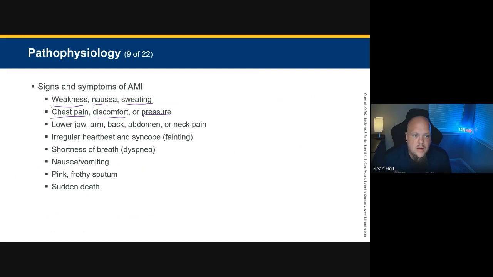Okay. Other signs would be an irregular heartbeat and syncope, which is also known as fainting or passing out. Syncopal episodes may be referred to as well. Shortness of breath or dyspnea, right? Problems breathing. And then we have nausea, vomiting. Again, nausea is up here too, but nausea and vomiting together can be a sign of an AMI. And then pink frothy sputum, which is going to indicate acute heart failure. We'll talk about heart failure a little bit later on. But also sudden death.